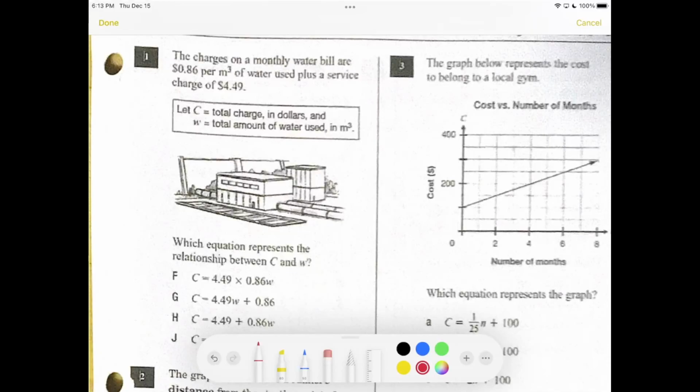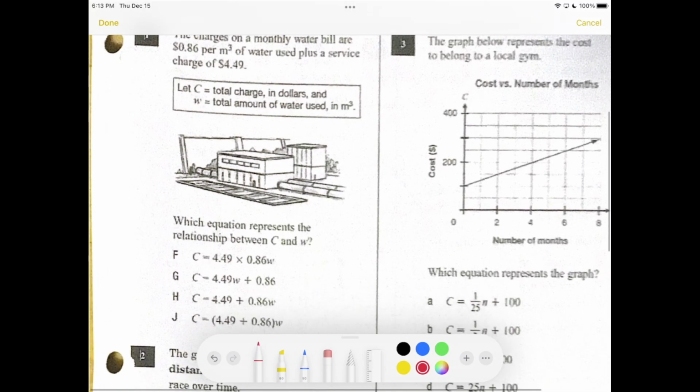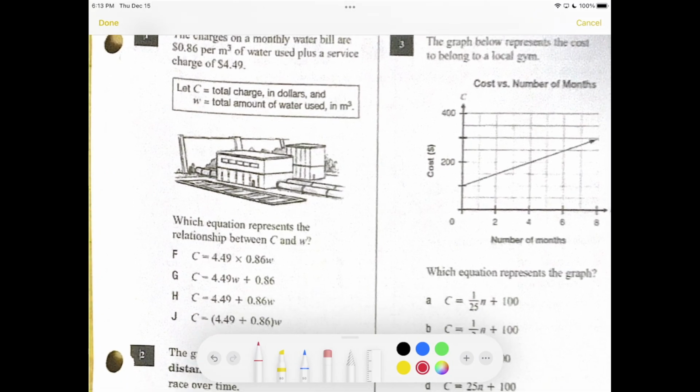Alright, so here's questions 1 to 4. Let's go with number 1. The charges on a monthly water bill are 0.86 per meter cubed of water used plus a service charge of 4.49. Let C equal the total charge in dollars and W the total amount of water used in meters cubed. Which equation represents the relationship between C and W?